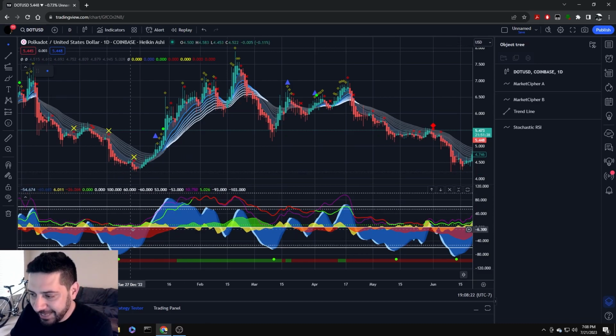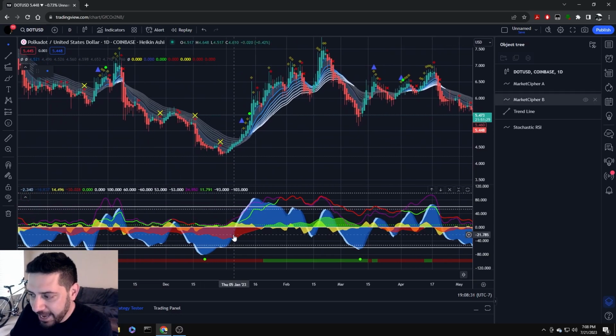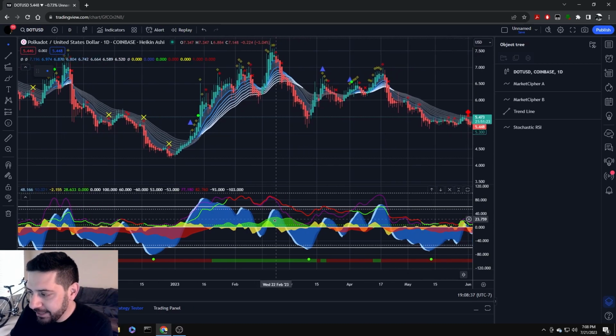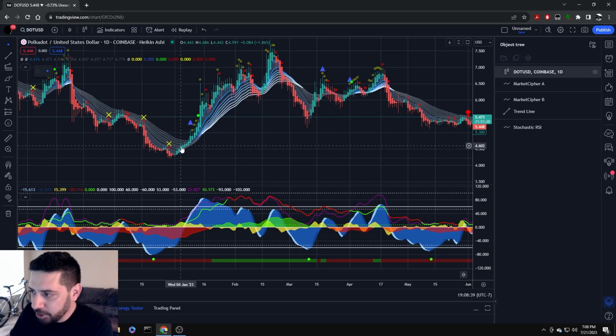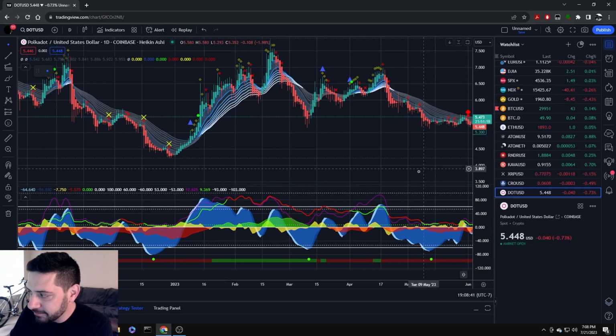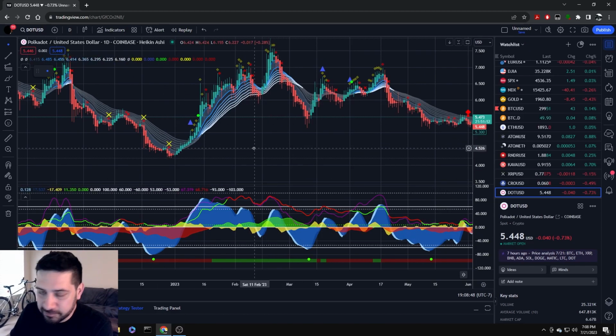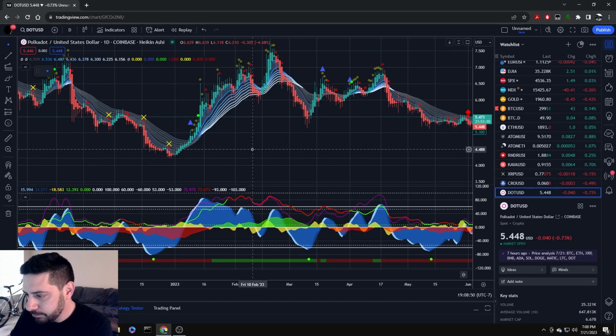And then you have this cash flow. Cash flow is red when it's in the negative and green when it's in the positive. So if you have red cash flow, that's money leaving the asset. If it's green cash flow, that's money going into the asset. All right? So as you can see, when you get red cash flow, price is going down. Green, it's going up because people are putting money into it.